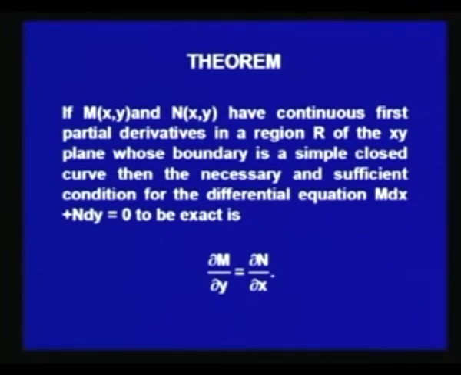The theorem is the following: if M(x,y) and N(x,y) have continuous first partial derivatives in a region R of the xy plane whose boundary is a simple closed curve, then the necessary and sufficient condition for the differential equation M dx plus N dy equal to 0 to be exact is ∂M/∂y is equal to ∂N/∂x.